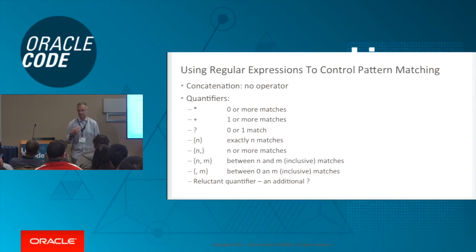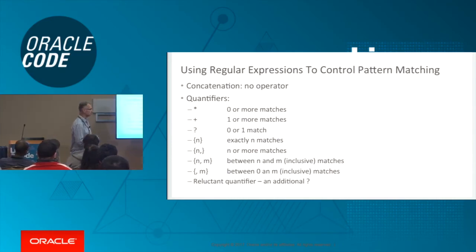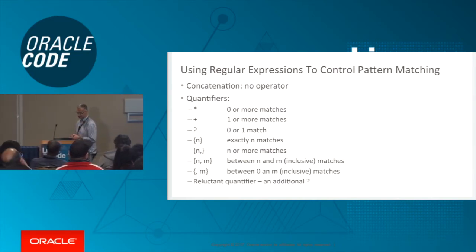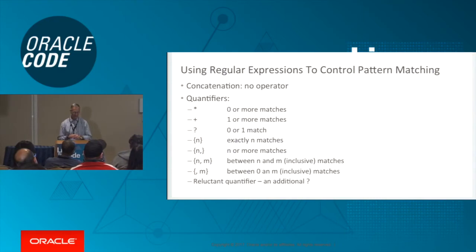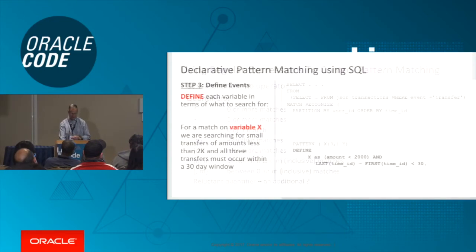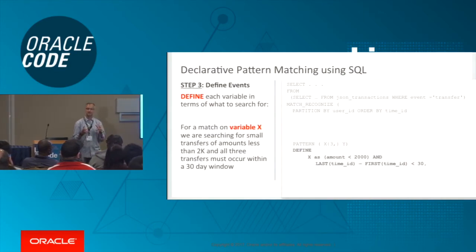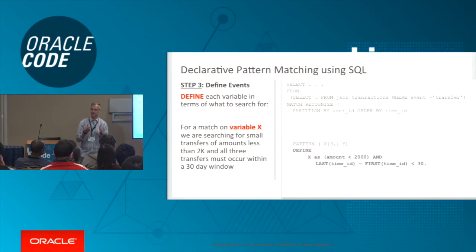You can find exactly 1 event, you can find 1 or many events, 0 or more matches with the star, and so forth. We were using the open bracket n, comma, end bracket for n or more matches in that case. The next step is, how do I define these variables, these events within the data set that I'm having?